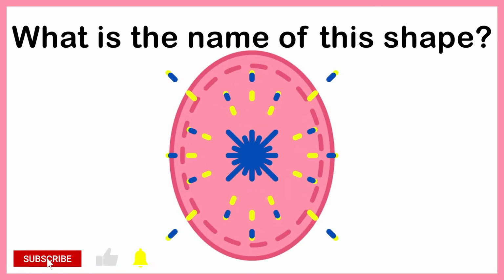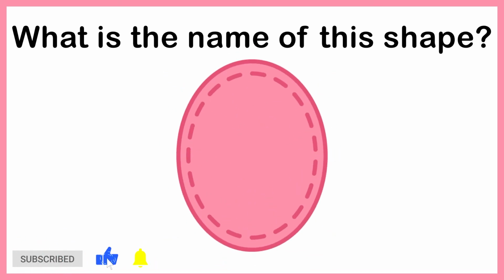What is the name of this shape? It's curved, it has no corners and no sides. It's an oval. What can we find that are ovals?